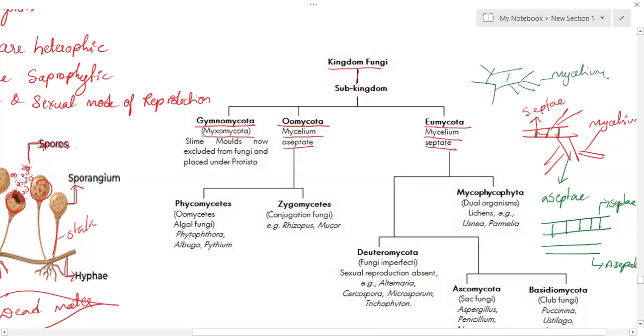A network, as Suha said, mycelium means network. Gymnomycota or Myxomycota are slime molds. In the last class we discussed this, all right? Slime molds are now excluded from the fungi and placed in the Protista.